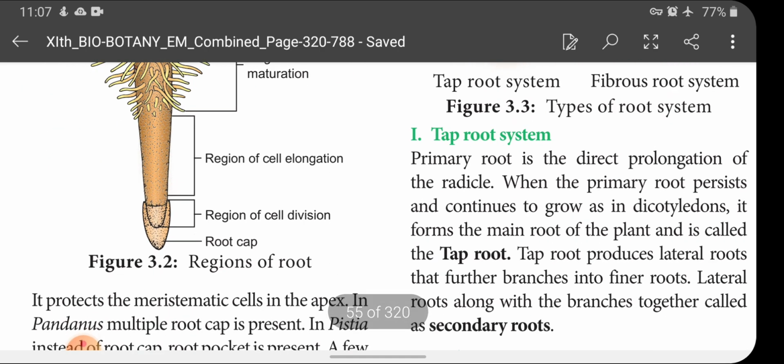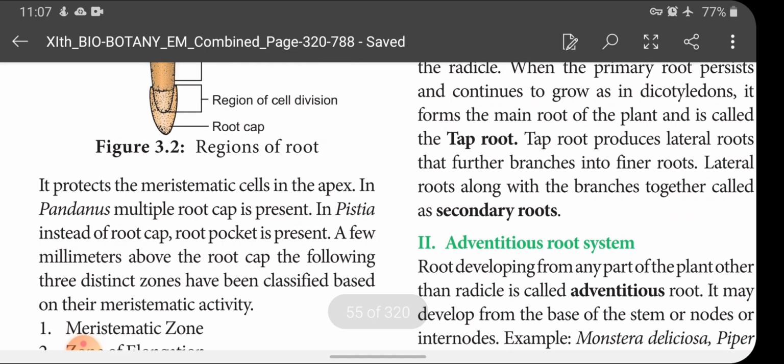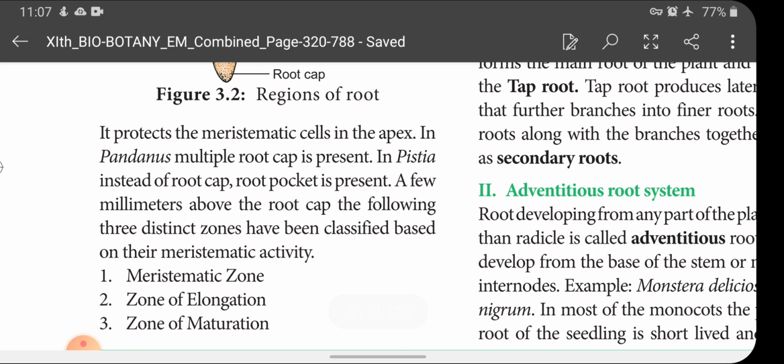What is root cap? The root tip is covered with the parenchymatous cells, which is called what? Root cap. It protects the meristematic cells in the apex. In Pandanus, multiple root cap is present. In Pistia, instead of root cap, root pocket is present.